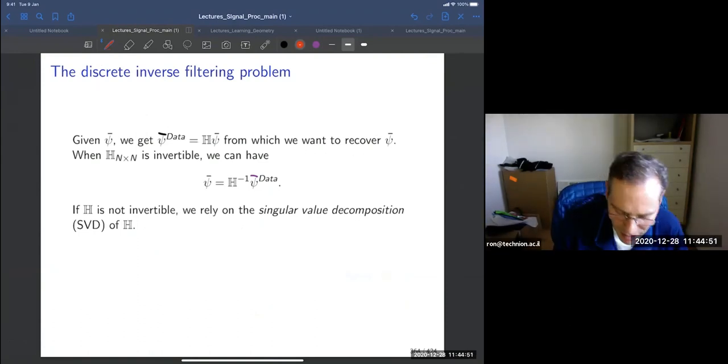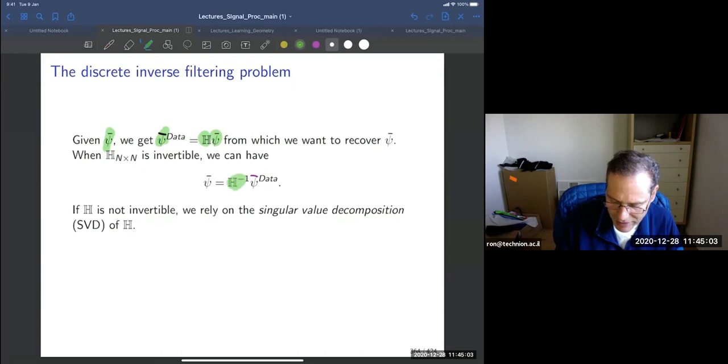So what happens now, given my, now this is the discrete case, exactly the same. I have my vector and I have my data, which is nothing but my H operating on my vector. What I would like to find is an inverse of the H matrix. Matrices can be inverted if they are invertible, but if they are not, we have to invent something. So if my H is invertible, then we can solve the problem. Otherwise, we have to do something else.